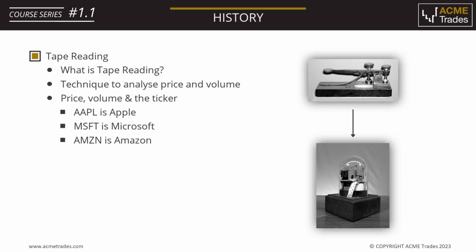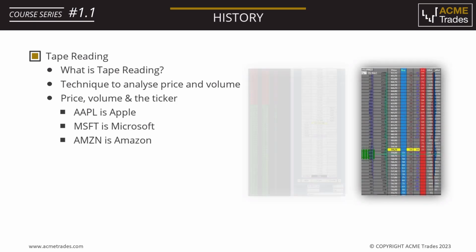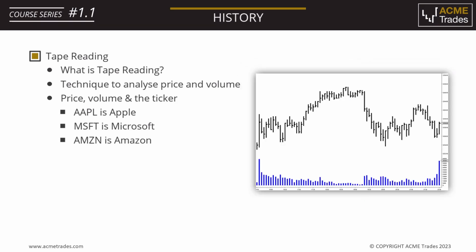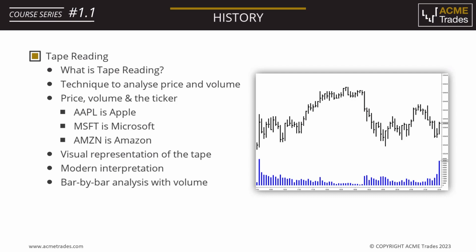Fast forward 150 years, we have technology, electronics, PCs and charting software. And for the purists out there, one could use level 2 order book and or time and sales as interpretation of the tape, price and volume, and you would be correct. However, one could also utilize bars and volume via the chart. After all, it's a representation of the tape in a visual format. This is the modern era of tape reading I am referring to. Simply put, bar analysis with the integration of volume.